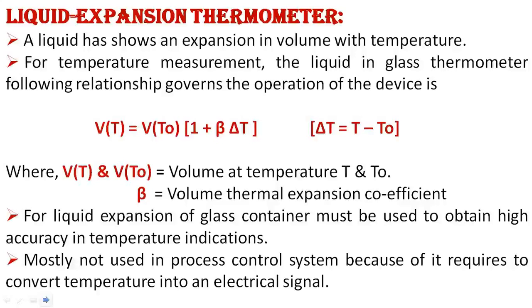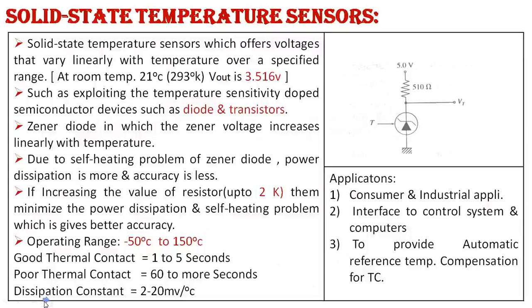For liquid expansion, a glass container must be used to obtain high accuracy in temperature indication. It is mostly not used in a process control system because it is required to convert temperature into an electrical signal. Next concept is the solid state temperature sensor.